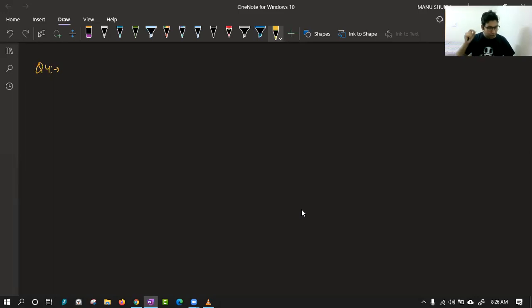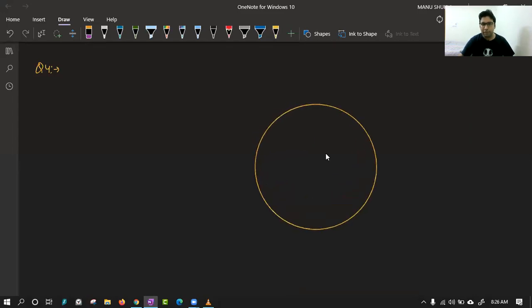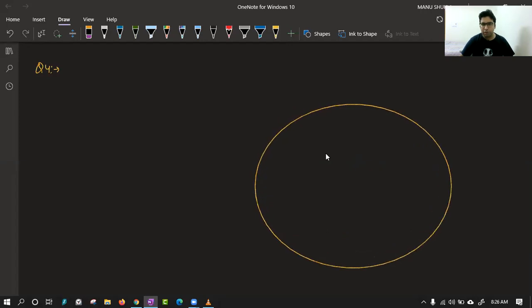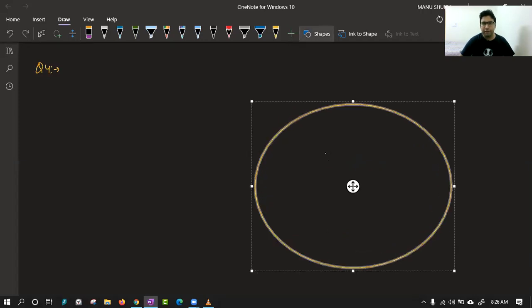Good beta. If a line intersects two concentric circles, concentric means two circles having same center. So let me draw two concentric circles first. This question is also very easy, and I hope most of you must have done this also. This is the first circle and this is the second circle.